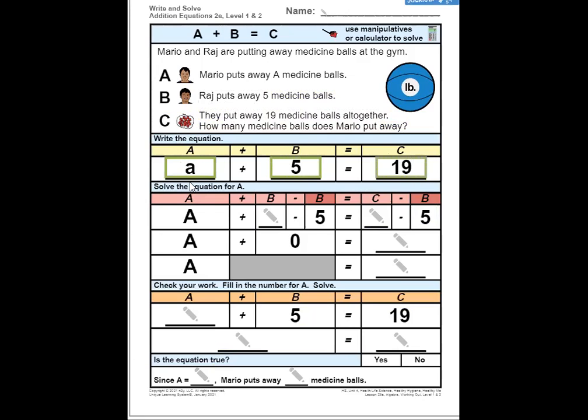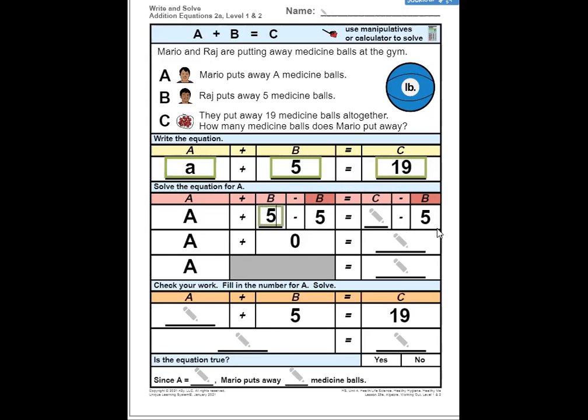All right, now our equation is written. Mario put away A medicine balls, which means we don't know. A is a variable, it's a letter. Plus the 5 that Raj put away gave them a total of 19. So we're going to have to solve and find out. Here, they've already plugged it in for us, guys. A, we know that A is A all the way down. Plus B. What did we say B is, guys? What number? Very good.